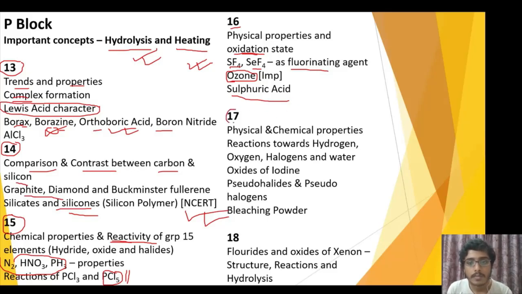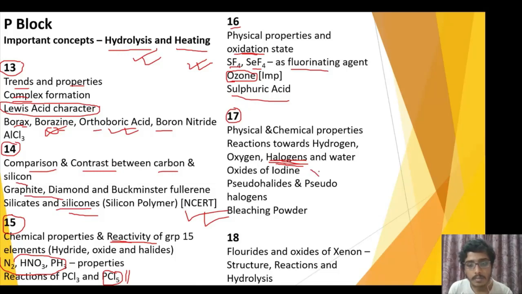Okay, next if we move to group 17, again physical and chemical properties and trends. Here the reaction of the group 17 elements, that is your halogens, towards hydrogen, oxygen and water is very important. Why have I mentioned halogens? This is because the halogens form interhalogen compounds also, so that is also important: the structure of the interhalogen compounds, and how they are formed. If you go through NCERT, specific temperatures are given, so that is also important.